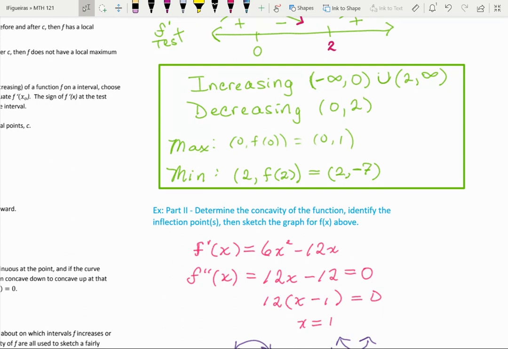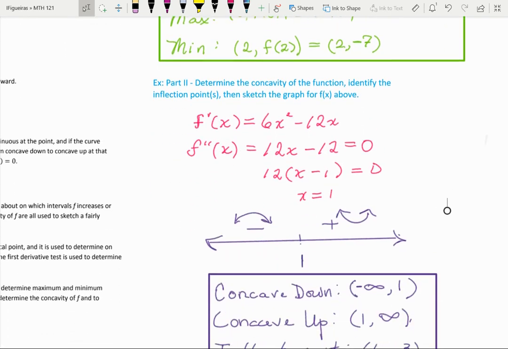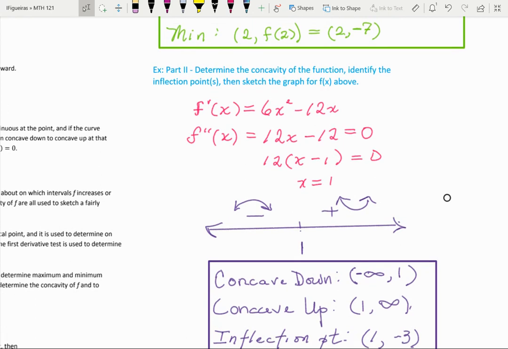So recall that f prime is 6x squared minus 12x. We found that in the previous work that we did. The second derivative is 12x minus 12, and we set that equal to 0. So factor out a 12, and so 12 times (x minus 1) equals 0, giving us one solution, x equal to 1. So similarly to what we did before, we put 1 on a number line to help us stay organized. Only 1, because we only got one solution.